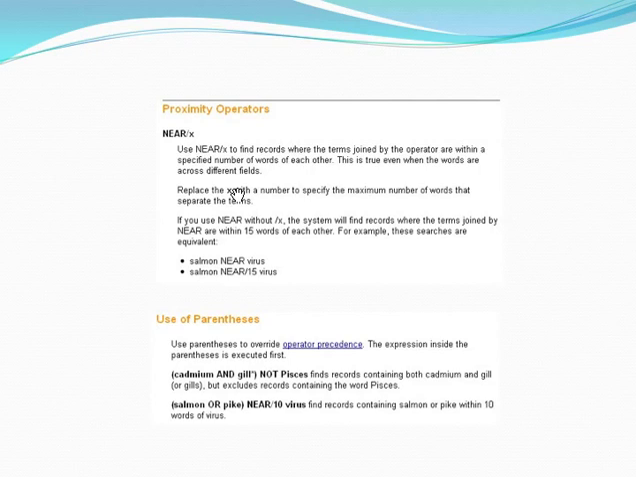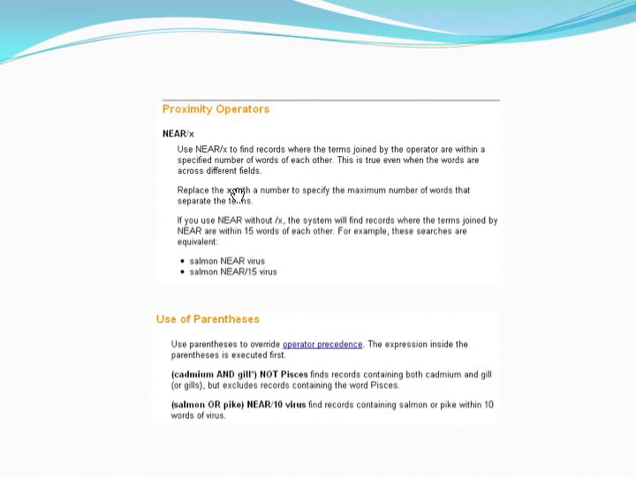and use NEAR dash X to find records where the terms joined by the operator are within a specific number of words of each other. For example, here we have salmon NEAR 15 virus. So they have to be within 15 words of each other. That's a very powerful command that you can use.